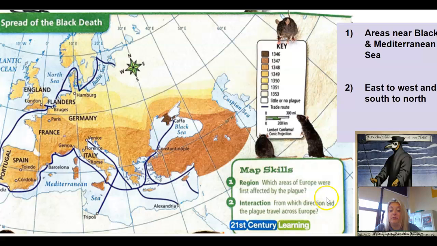All right, so number 1, which areas of Europe were first affected by the plague? We have areas near the Black Sea and the Mediterranean Sea. So we see here, Black Sea earliest was in 1346, that darkest brown. And we see a deeper brown also around here by the Mediterranean Sea, which would mean areas of this region started getting the plague around 1347, 1348. So it started near there. And it traveled from east to west and from south to north.